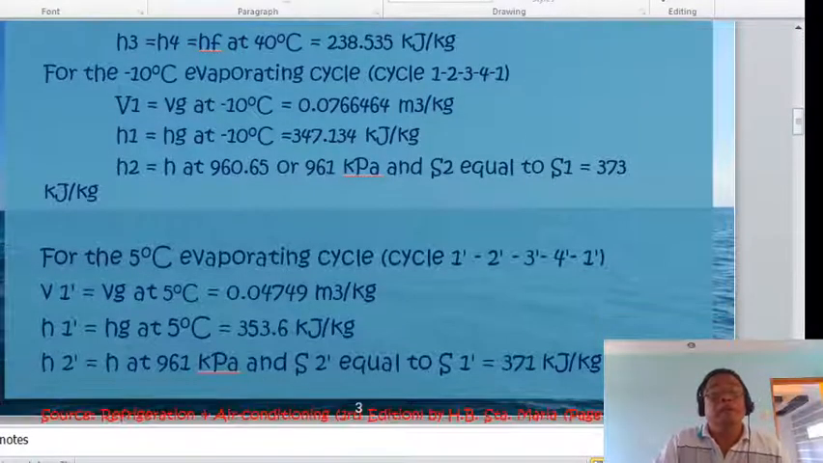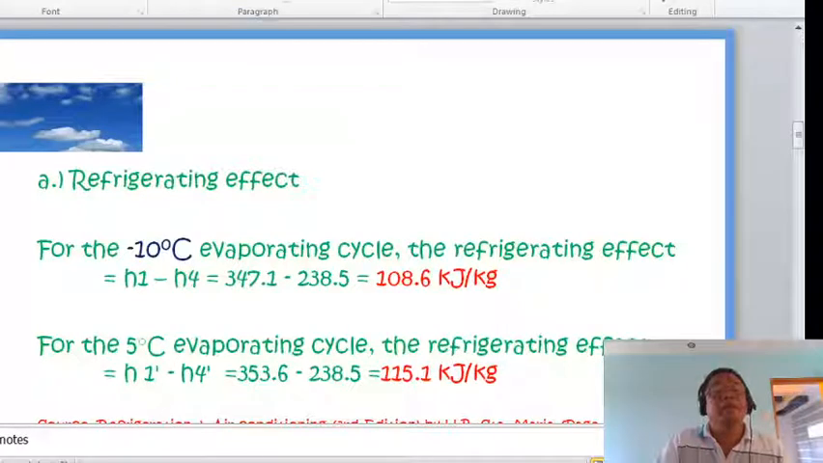So, let us now proceed. So, here is now the effect, refrigerating effect. Take note class that the refrigerating effect is the difference in enthalpy, of course, at the evaporator condition. At the evaporator, for the first condition, it is negative 10 degrees Celsius. Take note that the difference, H sub 1 minus H sub 4 is equal to 108.6 kilojoules per kilogram.